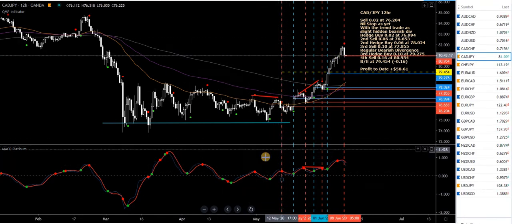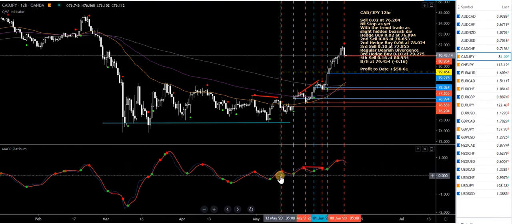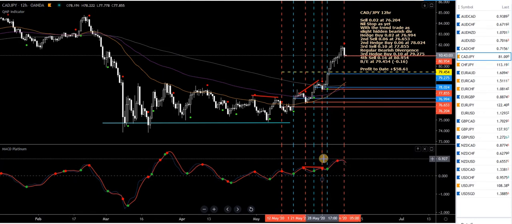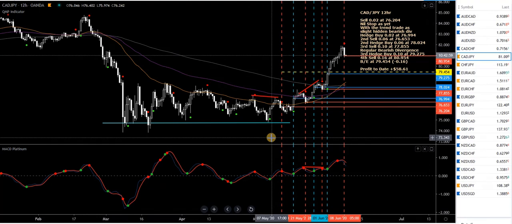This is the MACD platinum, this bottom indicator, zero lag MACD. Basically, if it's above the zero level, like it's remained throughout this sequence of trades, I'm looking to sell. If it's below the zero level, I'm looking to buy. All it is is a zero lag MACD. It's called the MACD platinum.